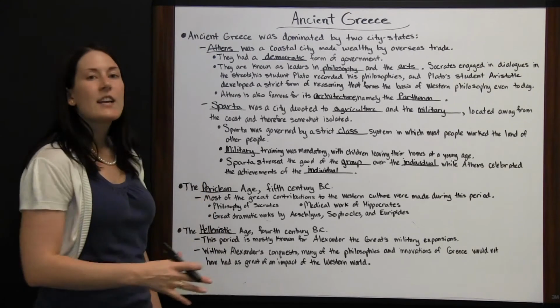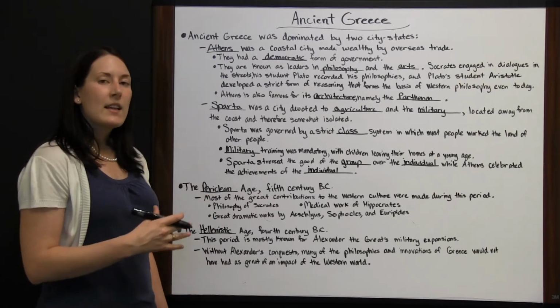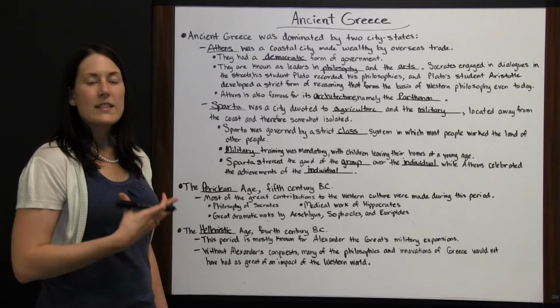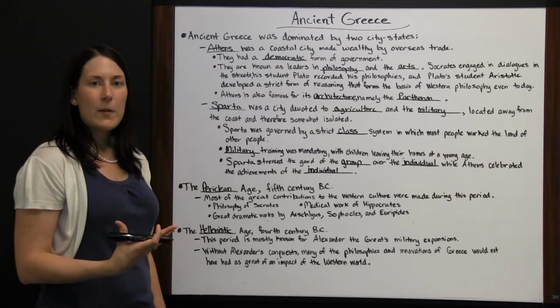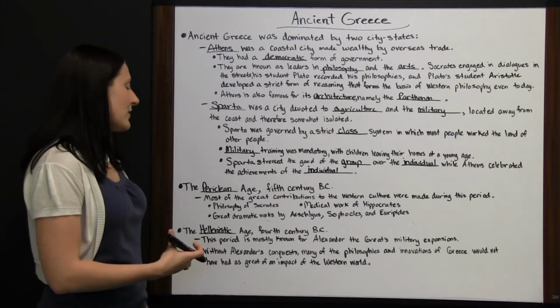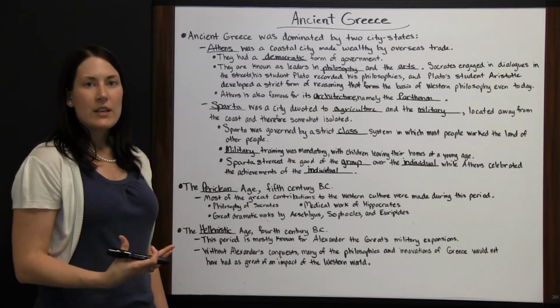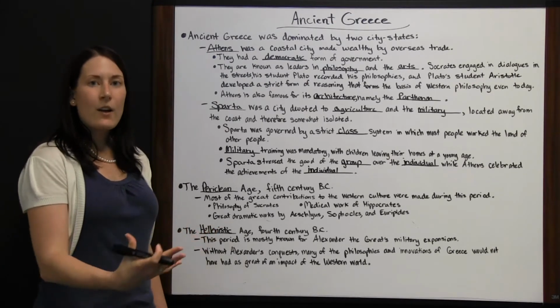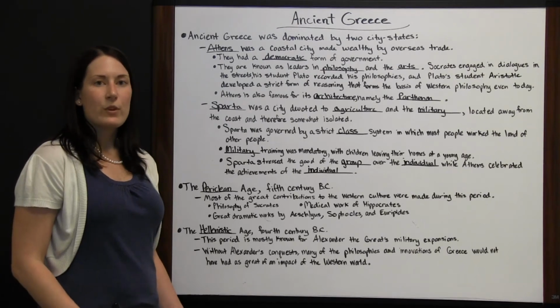The Periclean Age had to do with the development of philosophies. It was a time of thinking and developing the contributions they were going to have for the world. The Hellenistic Age had more to do with military conquest and the spreading of those contributions to the Western world.